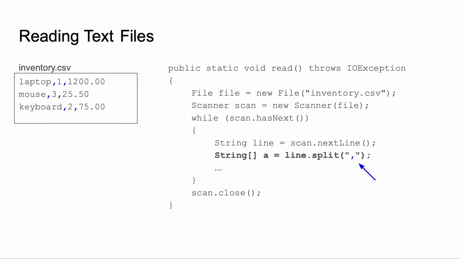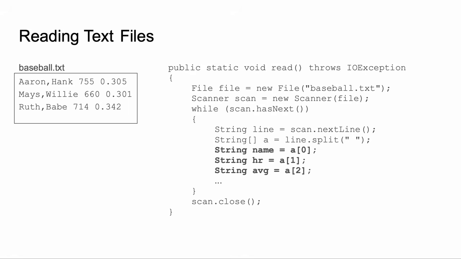Many data files, like the one shown here, separate chunks using commas instead of spaces. To read from these files, we simply pass a comma to the split method. We're not likely to see other strings passed as arguments to the split method besides space and comma. Back to our baseball file.